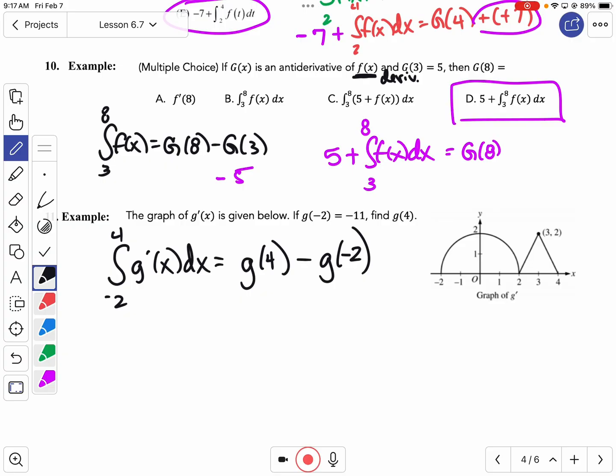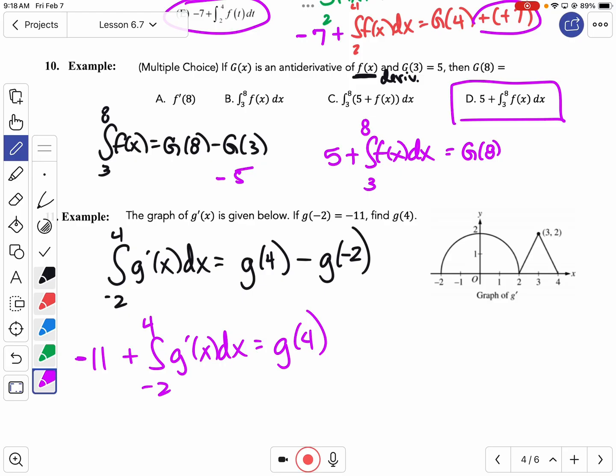Just like we did a few minutes ago, we know G at -2 is -11. So we would pull it over to this other side: the integral from -2 to 4 of G prime of x dx, and this would give me G at 4, which is what I'm looking for. The problem is I don't have a way to evaluate this integral using values because I don't know what G is. I just know G prime. So what have we been doing when we couldn't use algebra to evaluate an integral?